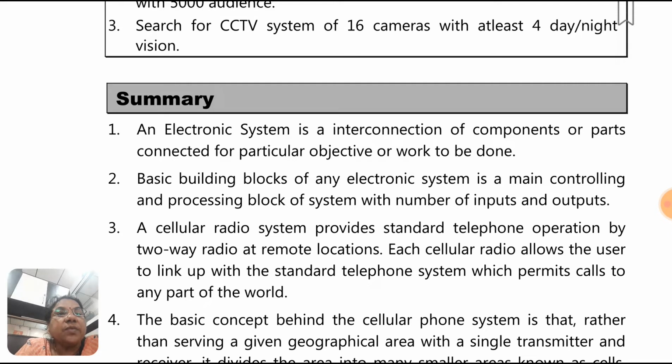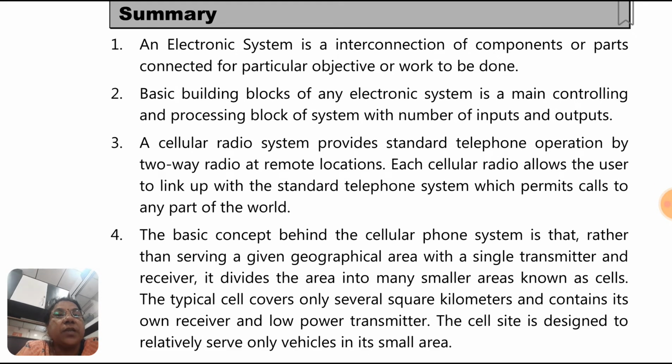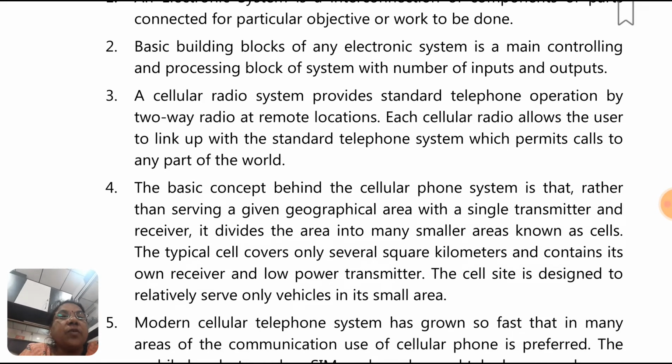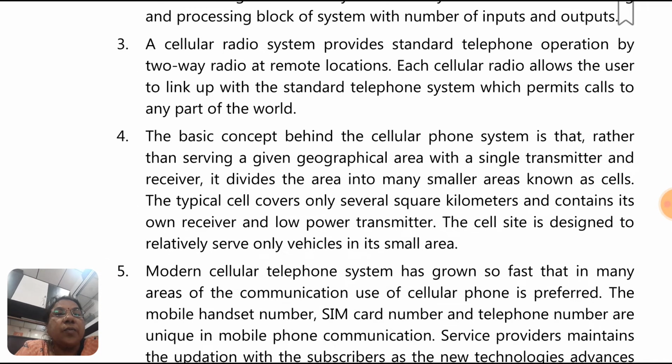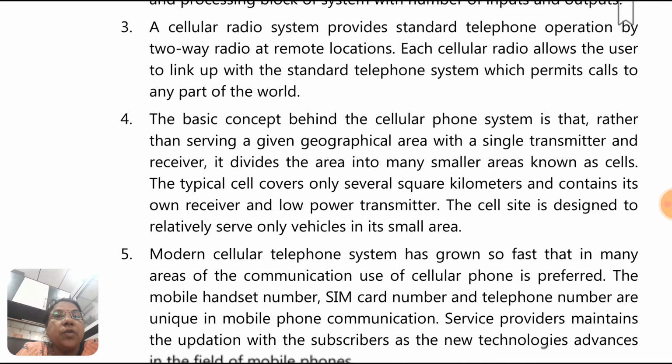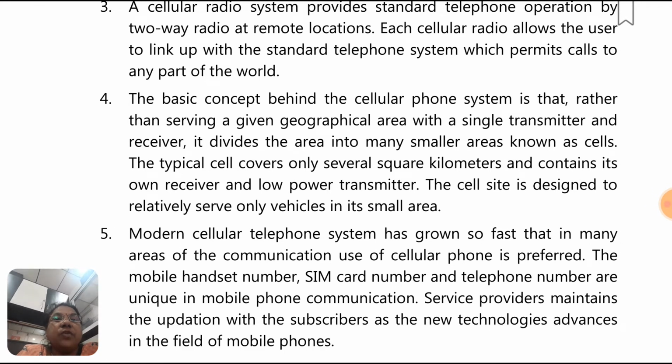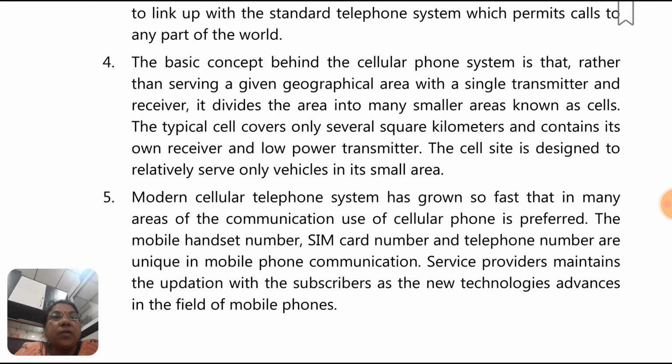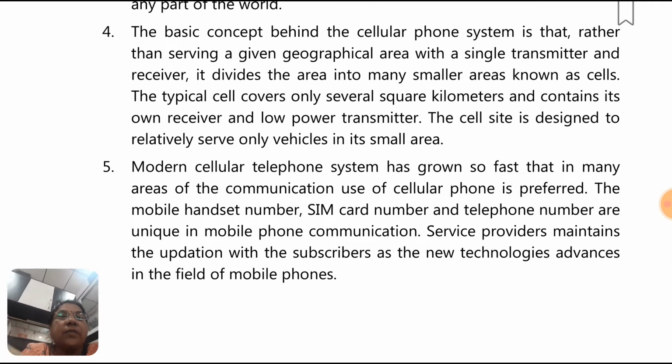An electronic system is the interconnection of components or parts connected for particular objective or work to be done. Now basic building blocks of any electronic system is main controlling and processing block of system with number of inputs and outputs. A cellular radio system provides standard telephone operation by two-way radio at remote locations. Each cellular radio allows the user to link up the standard telephone system, which permits calls to any part of the world.